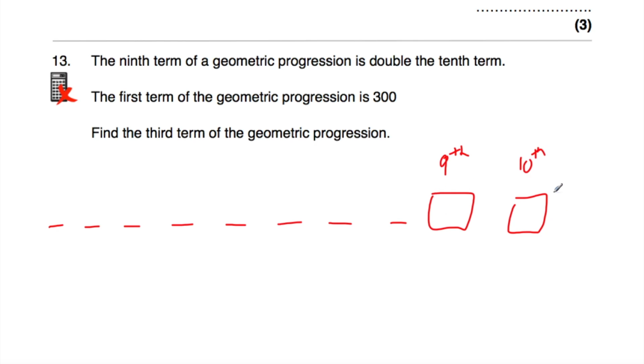The ninth term is double this one, so this time it's getting smaller, so we're multiplying, because it's double, that means we're multiplying by half. You're multiplying by half each time, we're multiplying by half.